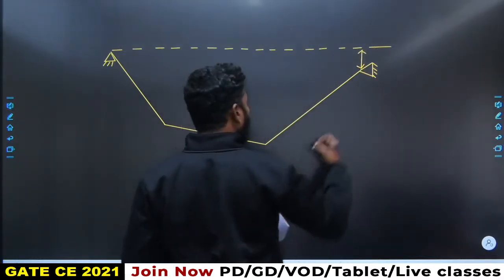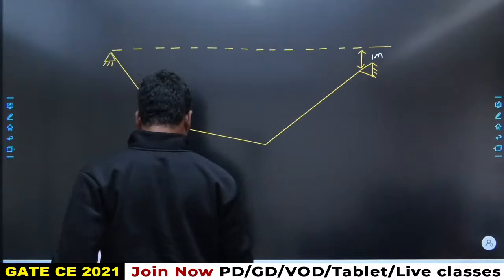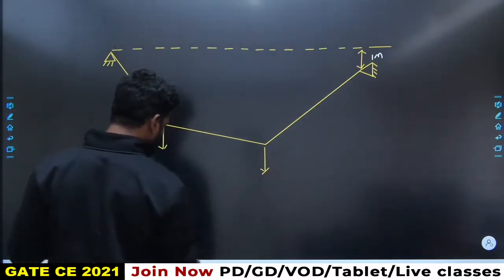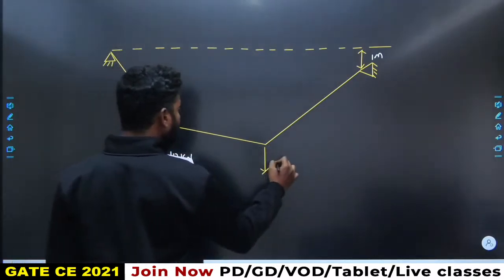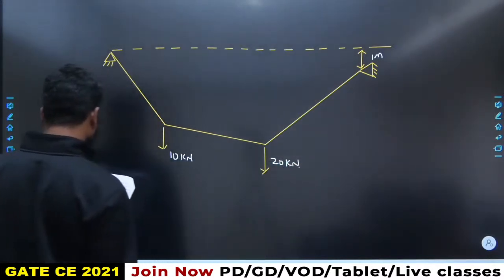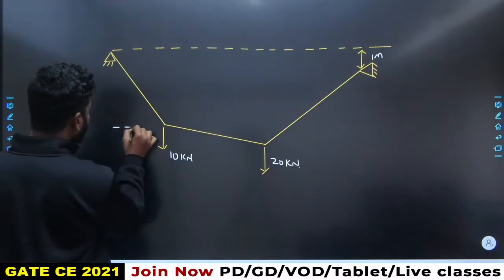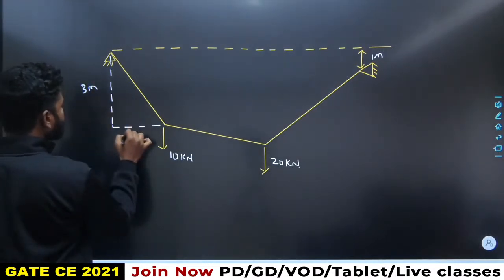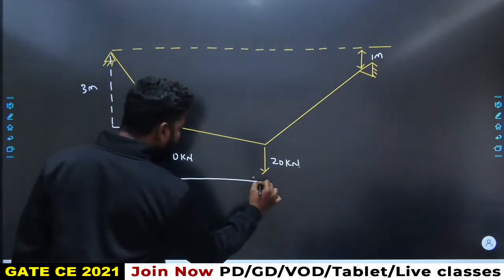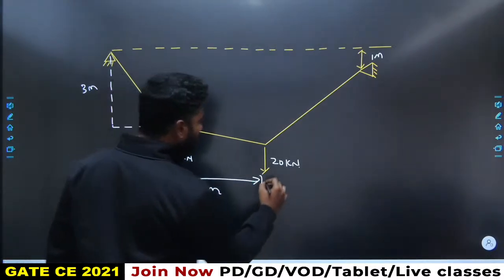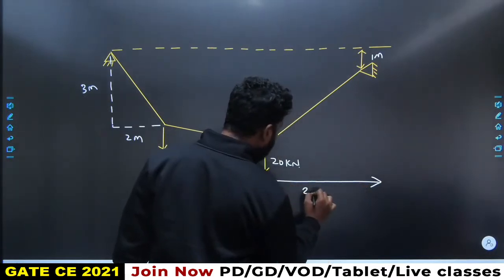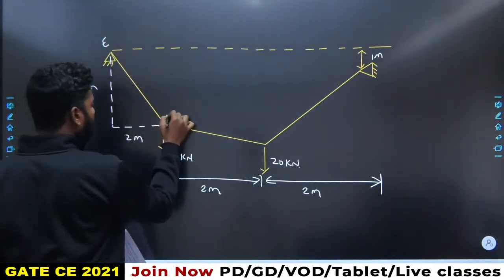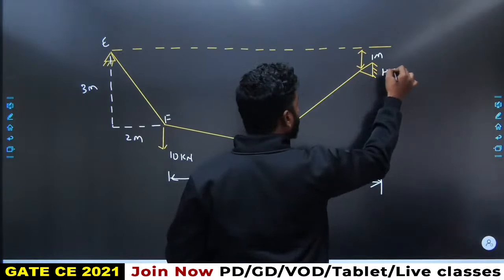He is saying this as 1 meter, right. This is 1 meter and this one is 10 kilonewtons and this one is 20 kilonewtons. This is 3 meters, this one is 2 meters, and this distance is also 2 meters, right. E, F, G, H.